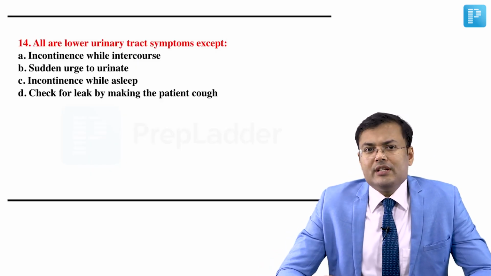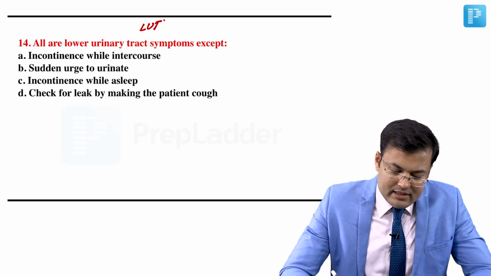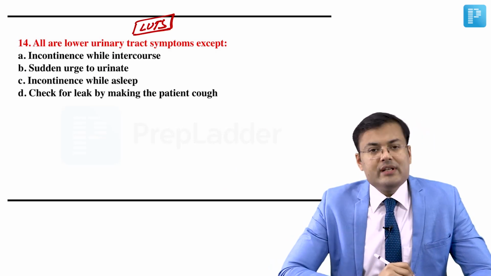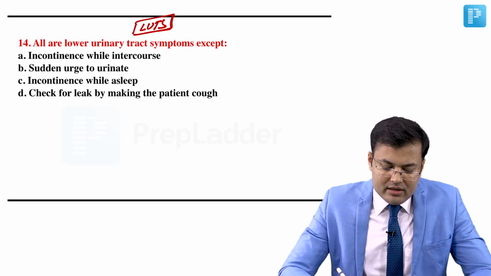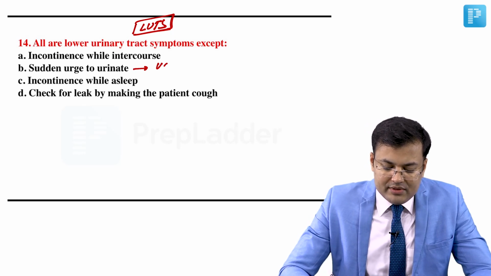See question number 14. All are lower urinary tract symptoms, LUTS, except incontinence while intercourse, sudden urge to urinate. What's the name of this symptom? This is known as urgency.